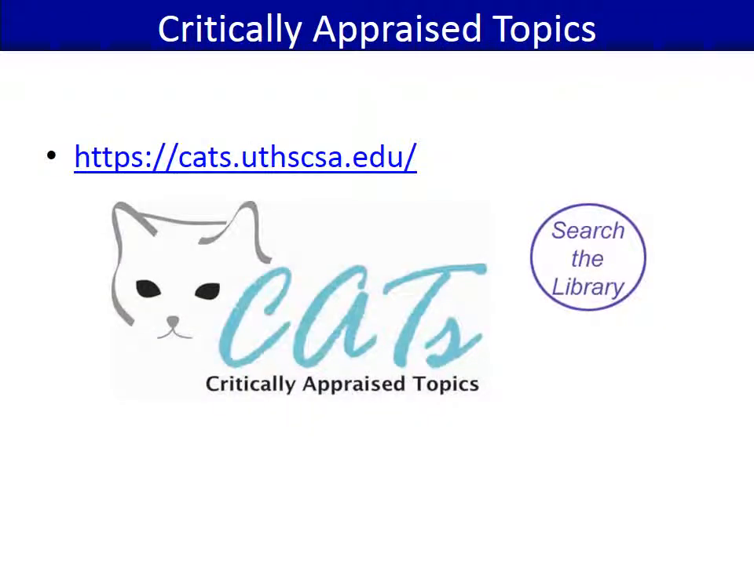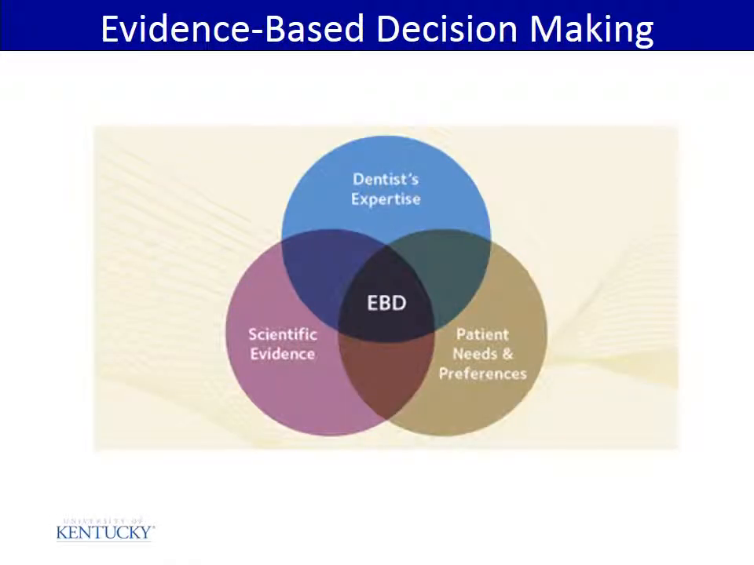Here's a link to the CATs database that's available at the University of Texas Health Center at San Antonio. This is also in your learning resources for this module. And you can see examples of critically appraised topics that were done by dental students at the University of Texas. So, when treating patients, using the best evidence out there combined with the dentist's skills and what the patient needs and wants is how dentistry is best practiced.